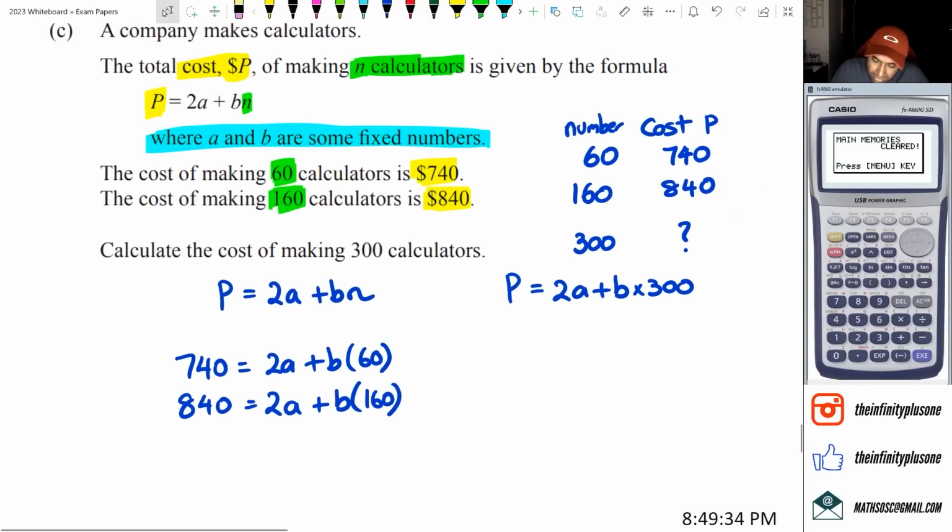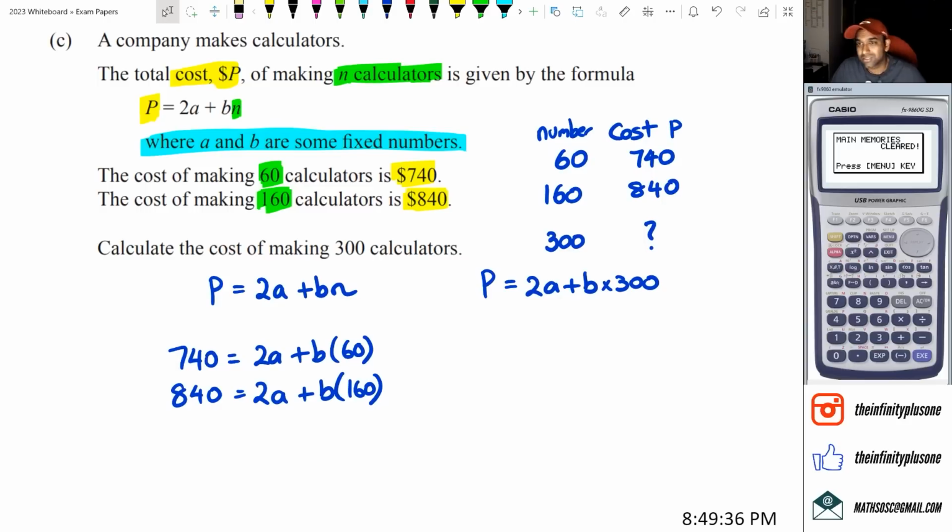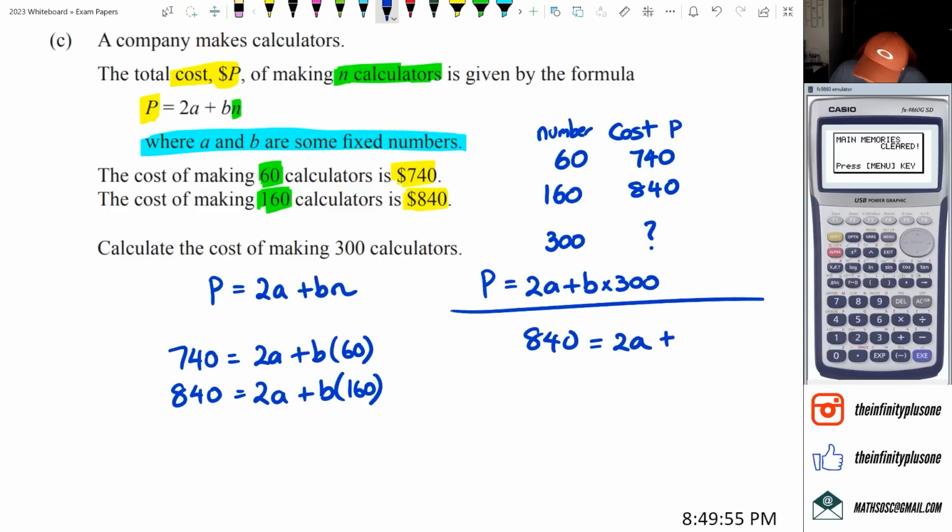One of the things I like to do with simultaneous equations is, I'm going to be honest with you, I hate dealing with negatives because it's so easy to make mistakes. So what I generally do is look at these numbers and ask, what if this bottom equation is on the top? So I'm going to write this as 840 equals 2A plus 160B, because B times 160 is 160B. Then I've got 740 equals 2A plus 60B.